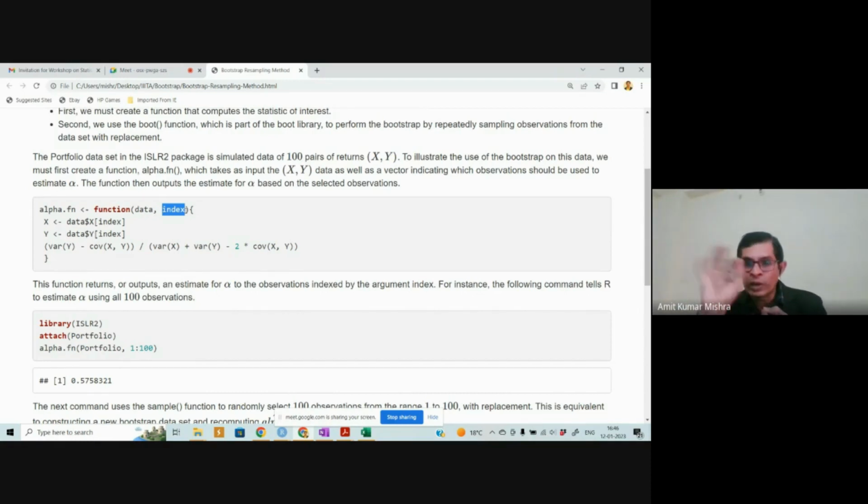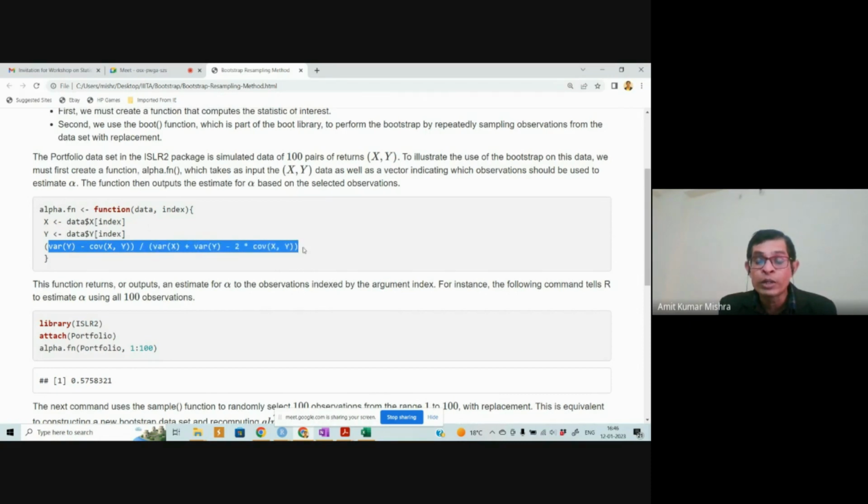So indexing is 1 to 5. That means whether you are taking all the data points or not, this function will give you flexibility of that. So from the data, your X index will be saved in capital X. From the data, your Y index will be saved in capital Y. And then you calculate variance of Y minus covariance of XY divided by variance of X plus variance of Y minus 2 star covariance of XY. This was the formula of the estimate of alpha, if you remember. So I have defined a function for that.